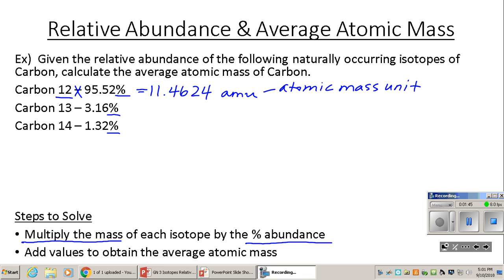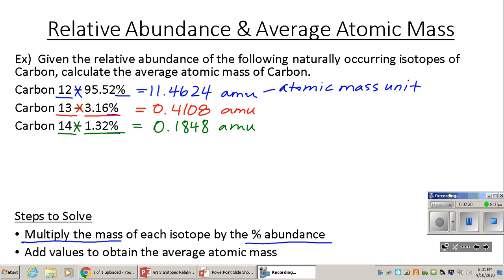So the next thing for me to do is take 13 and multiply it by 3.16%. When you do that math and work that out, you get 0.4108. I'm just going to go ahead and write all the decimals here, and then we will take and round that up a little bit at the very end. And then the last step is 14 times 1.32%. When you multiply that out, you should get 0.1848 atomic mass units.